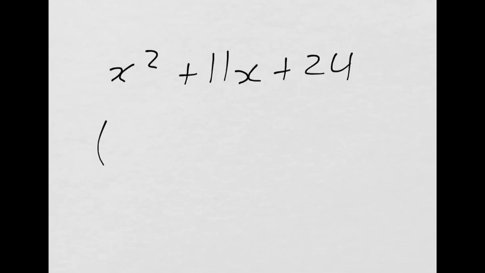Alright, so the topic for today is factoring using magic number. Okay? We're going to review with an example that we looked at last day. X squared plus 11x plus 24. And we're just going to factor that into the product of two binomials. This should be familiar by now.